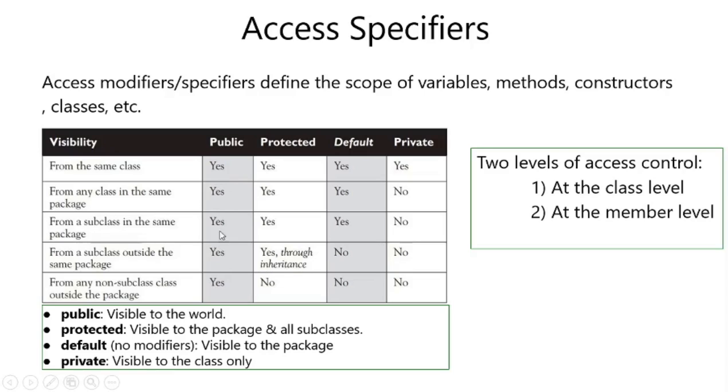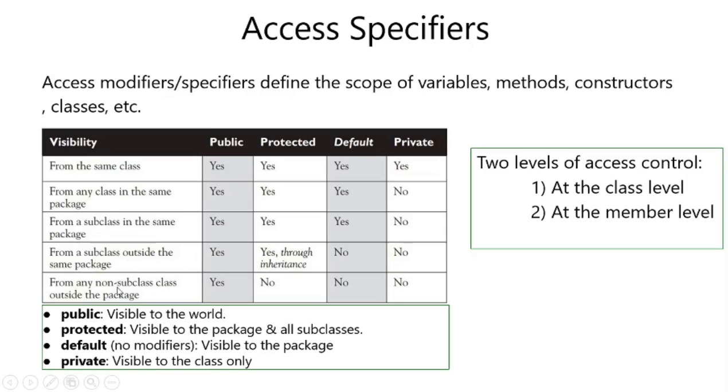Then if the member is public and you are trying to access it from a subclass in the same package, that means an inherited class is trying to access that public member, then also it will be accessible. So yes is given. Then if you are trying to access it from a subclass outside the same package, then also it will be accessible because it is public.